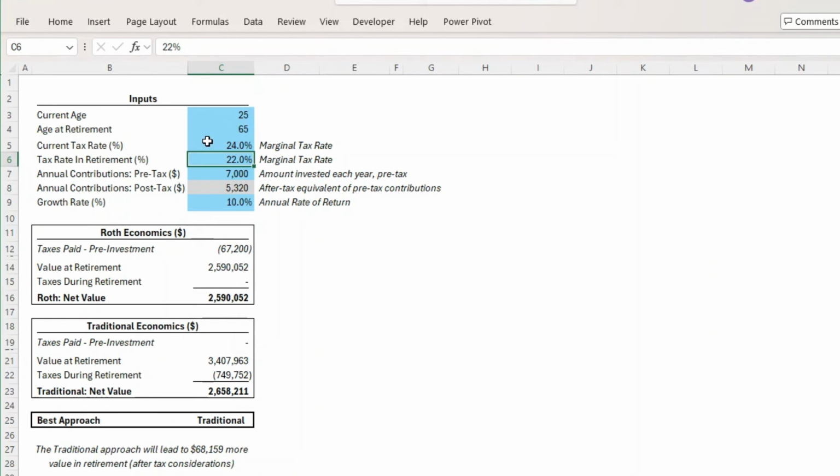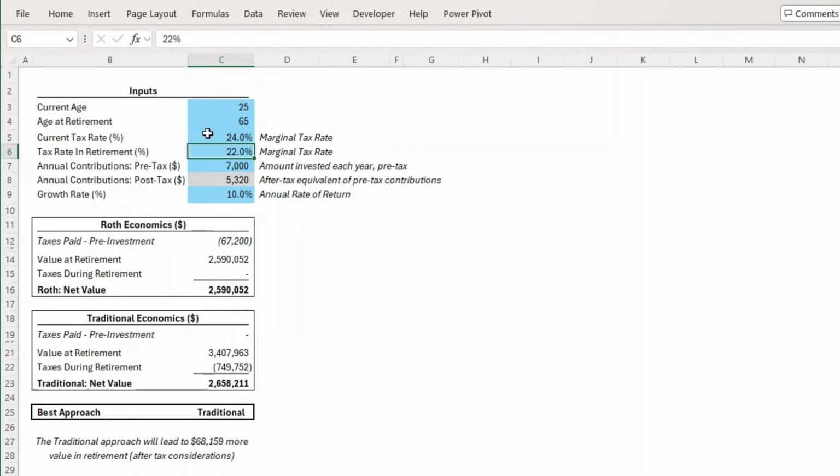The other consideration is maybe you think taxes are going to increase in the future. And so, even though maybe your tax rate is high, you think by the time you retire, tax rates are going to be even higher. That's another reason you might elect a Roth versus a traditional. Whatever your specific circumstances are, you can use this calculator to make the best decision for you.